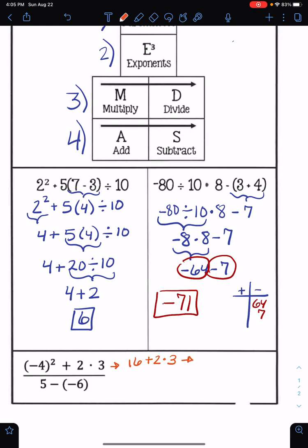The next step is to multiply. I want to multiply before adding, so 2 times 3 is 6. And then the last step is to add these 2 to get 22. In the denominator, I have this double negative that I'm going to change to adding. I like to rewrite that so I don't see that weird double positive or double negative there, which gives me 11. And on that last step, I have 22 over 11, which we know simplifies to just 2. 11 goes into 22 twice. Now, if that fraction did not divide out evenly to a whole number, you would just simplify it.